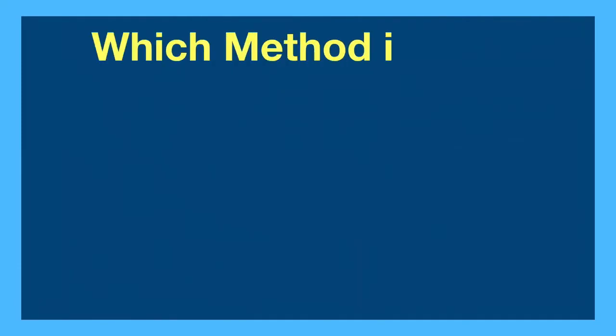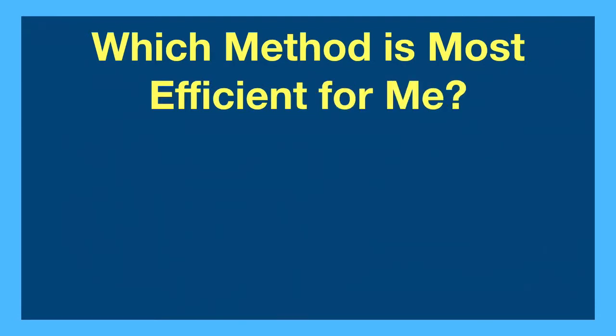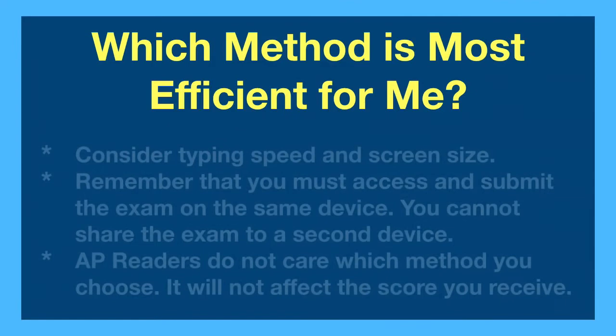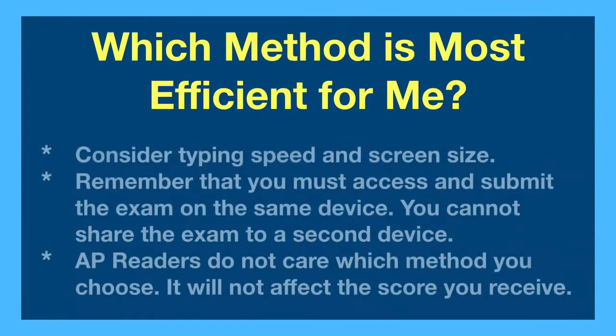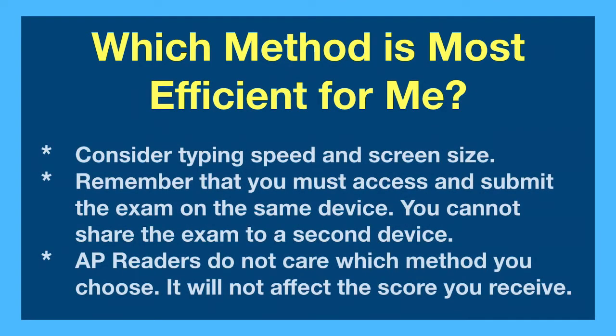Because of the time constraints of the test, it's going to be very important that you choose a method that is most efficient for your test-taking style. So there are some things that you need to consider. One of the things would be the screen size. So are you going to be able to read the prompt well on your phone screen, if that's one of your options, or your tablet? Another thing would be to consider your typing speed. So some students might be better served handwriting it if they don't type well. So that would be something to consider.